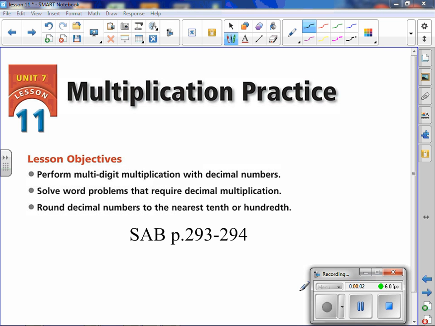Okay, Unit 7, Lesson 11, just multiplication practice. It's just performing multiplication with decimals, without decimals, rounding, estimating. So it's just kind of a general review lesson of the things that we've done. You need SAB page 293 to 294. There is a going further page, so just know that.